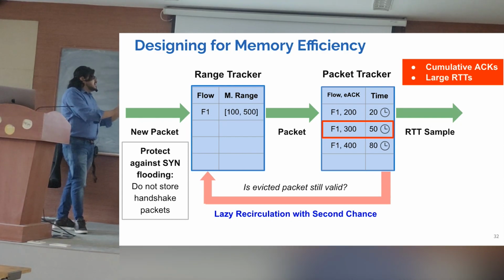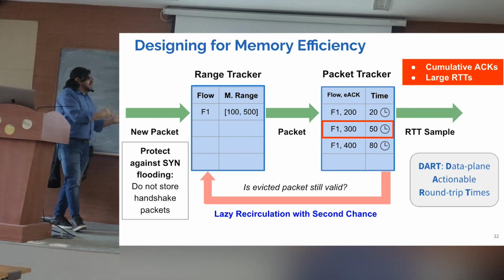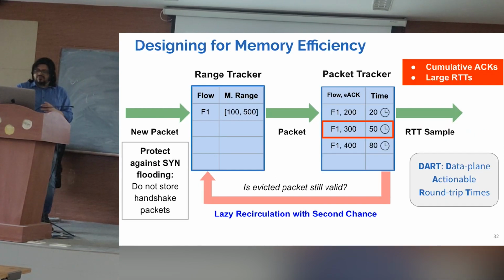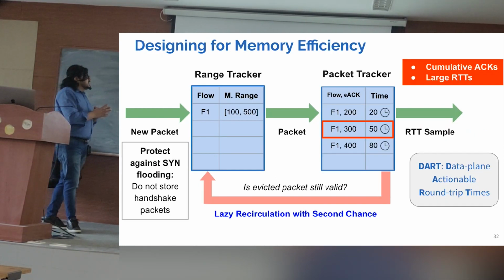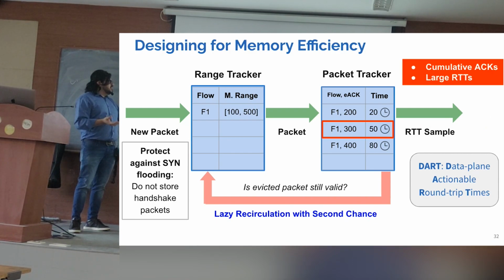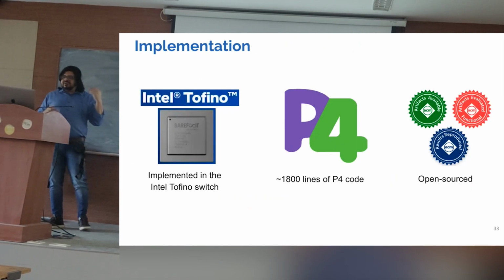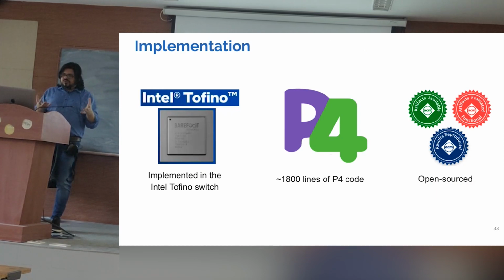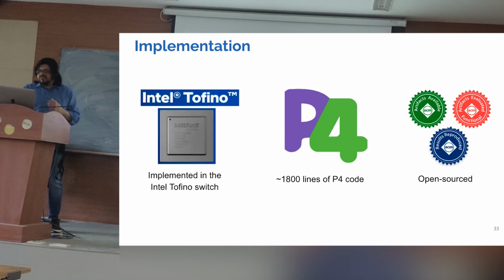this system is called DART, which is short for data plane actionable round trip times. That's sort of our system that we came up with. And so the implementation is, there is a real implementation for the Tofino switch. We actually implemented this in our campus network, and we tested, verified everything. And there is P4 code for this. It is open source. You can go ahead and take a look at it if you want.